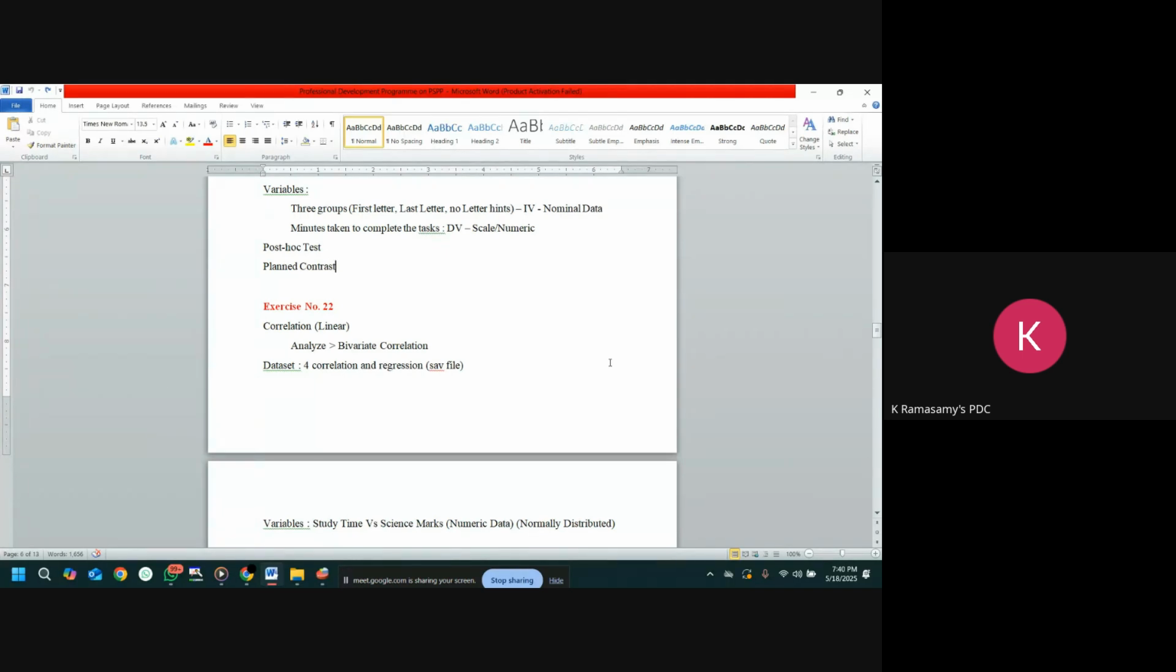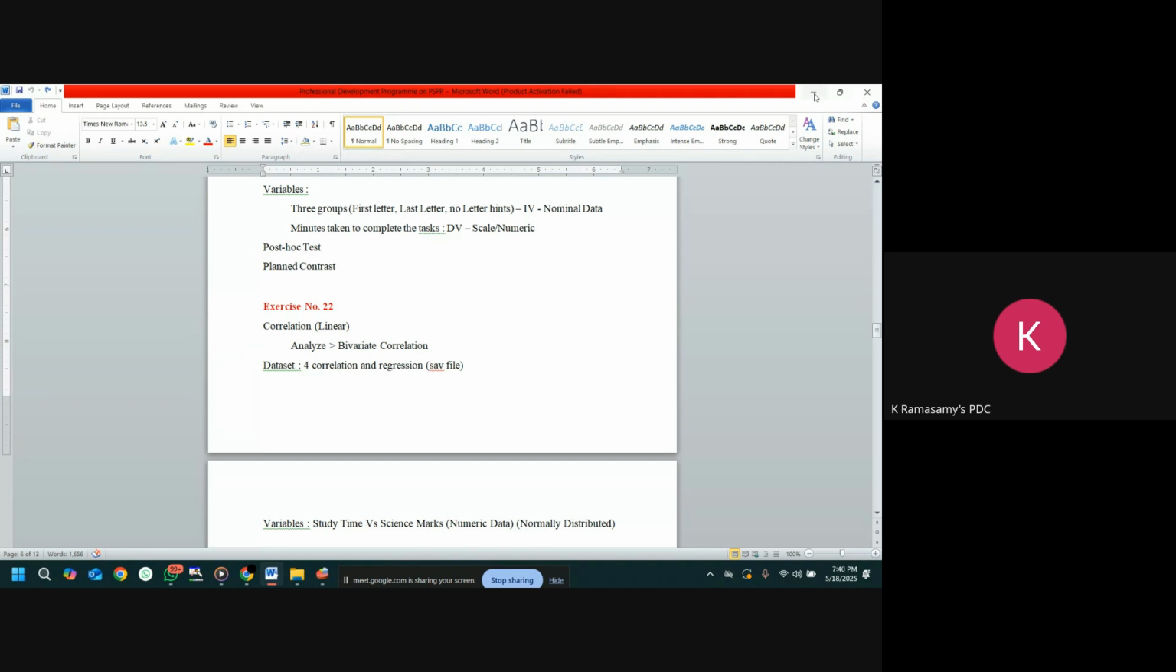So we are talking about correlation. The correlation can be either positive or negative. We are talking only about linear correlation. What is linear correlation? When one variable is increasing, other variable is also increasing. When one variable is decreasing, other variable is also decreasing. Or when one variable is increasing, other variable is decreasing. This is called linear correlation.